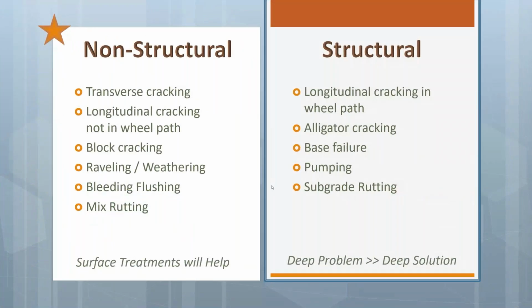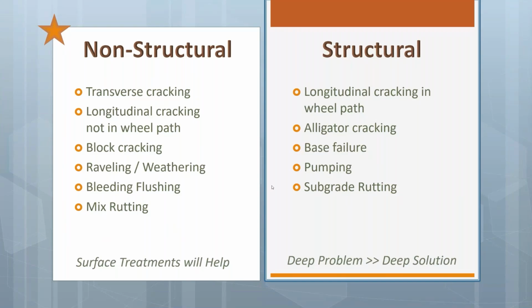And when we have failures, those can be non-structural and they can be structural. So part of deciding how to fix a problem is figuring out really what kind of problem it is. Where did it come from? Not just how can I put a Band-Aid over the top of it, but root cause. Where does this problem start? How deep into the pavement structure do I need to be really targeting my fix?